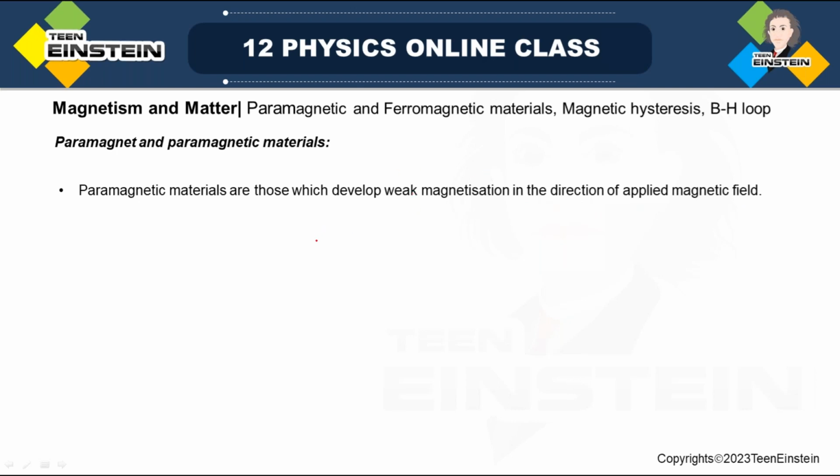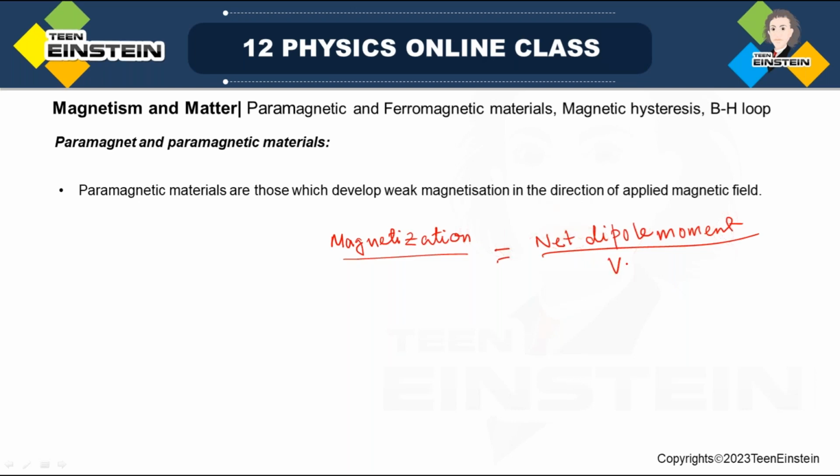What is magnetization? Let me just tell you. This we have already discussed, but still I'll just recap for a reason, because we need to know this definition very well. So this is actually the ratio of net magnetic dipole moment, net dipole moment, per unit volume.